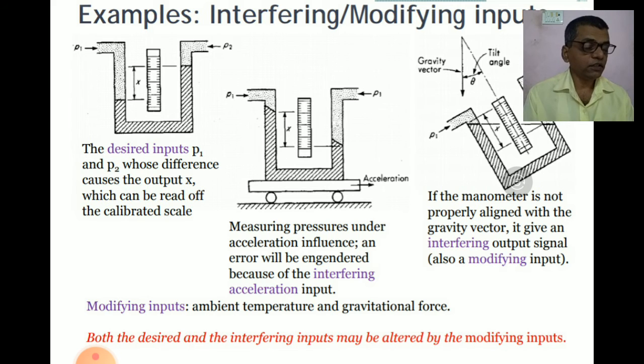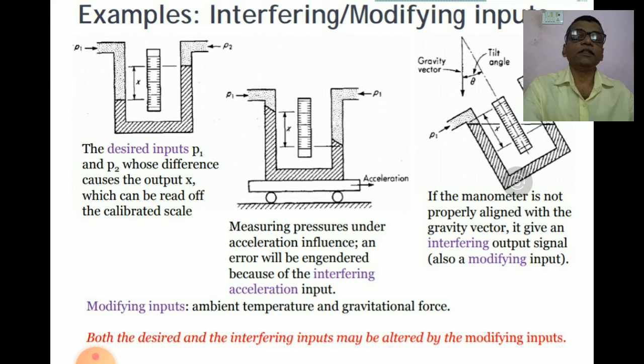Next point, regarding the modifying input: a change in gravitational force due to changes in the location of the manometer. If the location of the manometer is changed, then again we have to introduce the proportionality factor. So it leads to modification of the input-output relationship for the desired input. So G, that is the gravitational force, can also be an interfering input due to the angle of tilt. So modification is also necessary. Thus it is observed that the effects of both the desired and interfering inputs may be modified.